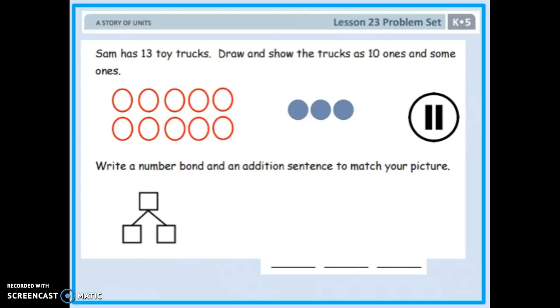Now write the number sentence to show 13 as 10 and some more. Is this an adding story or a takeaway? What do you think? That's right, it's an adding story. Please write the rest of your number sentence. Don't forget to write the numbers here.